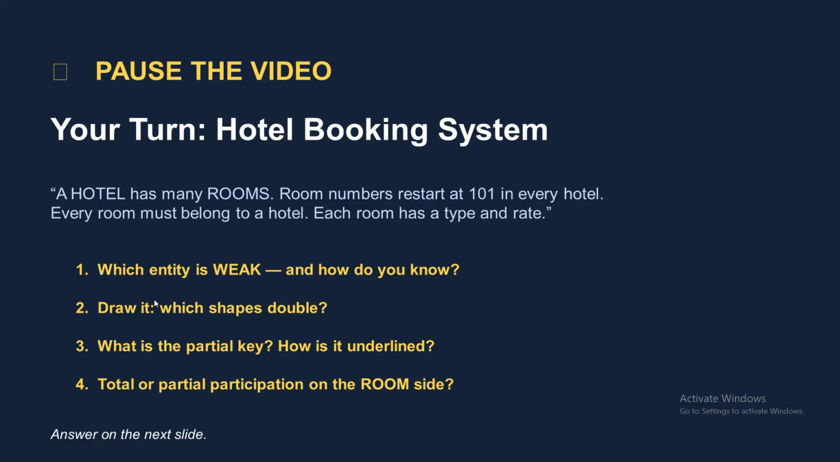So you have 4 questions. Which entity is a weak entity? How do you know? Draw it with the correct double shapes. What is a partial key and how is it underlined? And is the room side total or partial? Take your time, draw it, pause the video, and then I'll show you the answer. Fine, pause the video and do it by yourself.